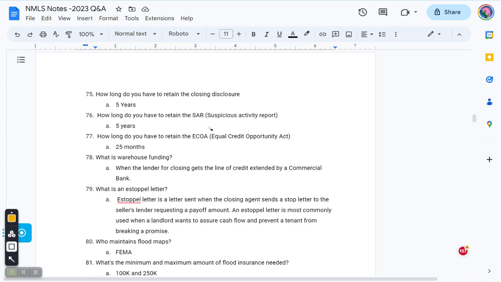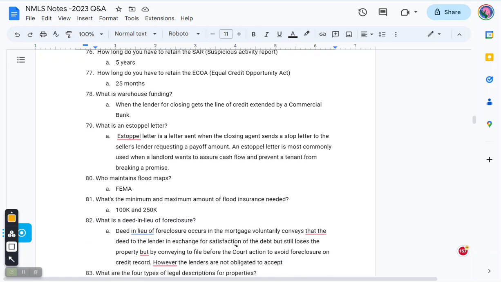What is an estoppel letter? An estoppel letter is a letter sent when the closing agent sends a stop letter to the seller's lender requesting a payoff amount. An estoppel letter is most commonly used when a landlord wants to assure cash flow and prevents a tenant from breaking a promise.